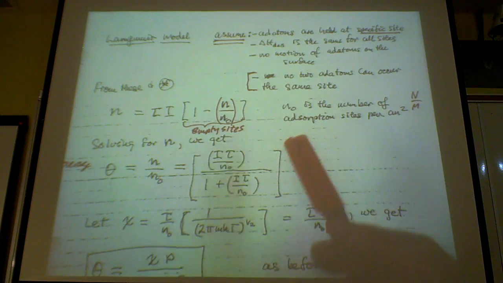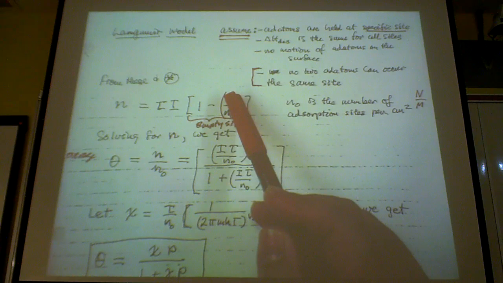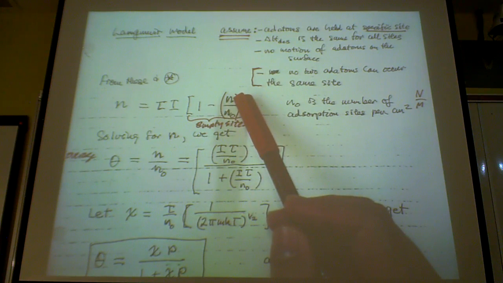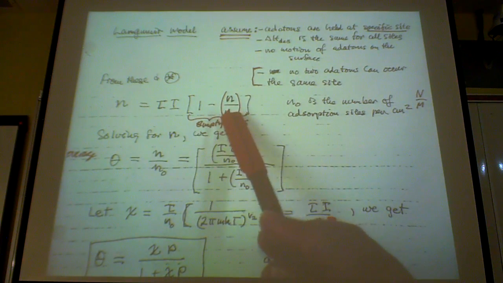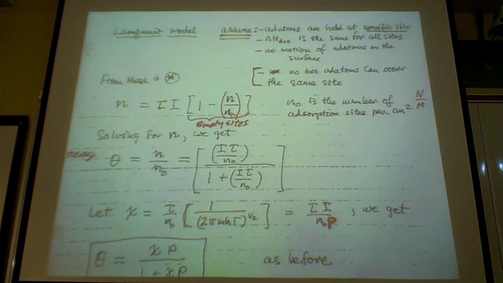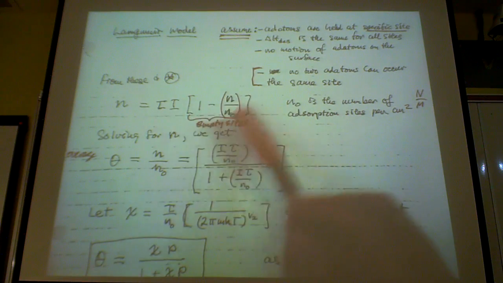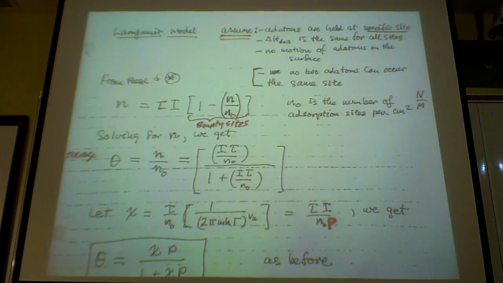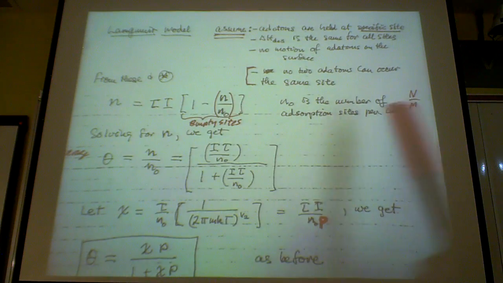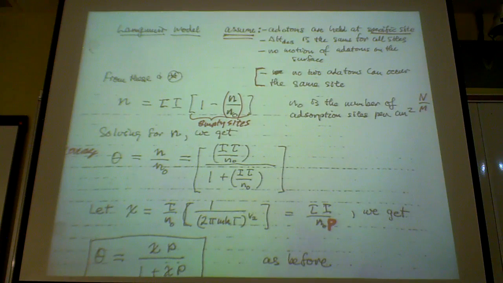And how do you consider empty sites? You take n, which is the number of atoms on the surface, divided by n naught. N naught is the available absorption sites. So it's like the coverage already. So 1 minus your coverage is the site left over for further absorption. So it's kind of like this whole bit is n divided by n naught. So this is the empty site idea that you have to introduce into your fundamental equations.